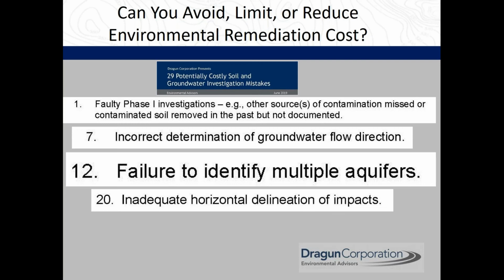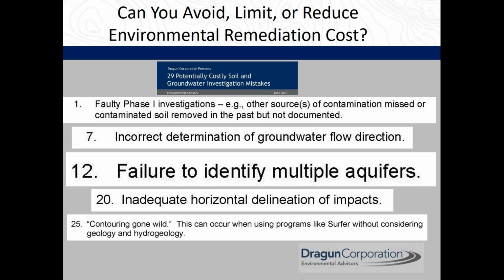Inadequate horizontal delineation of impacts. So have we put our arms around it? Horizontal delineation, vertical delineation. You need to know where the contamination is and the distribution within that. And then contouring gone wild.